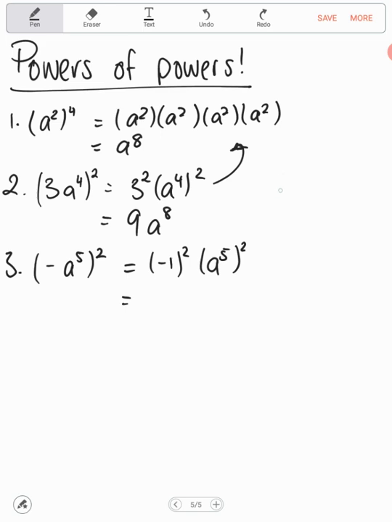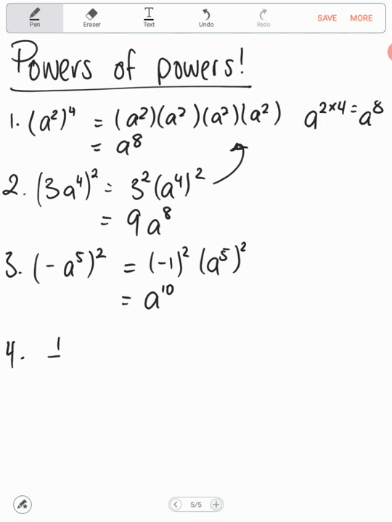So with our powers, we multiply them. So we end up with a to the 10, because back here, 2 times 4 is equal to 8, okay? So when you have a power of the power, you multiply. Let's do something trickier.